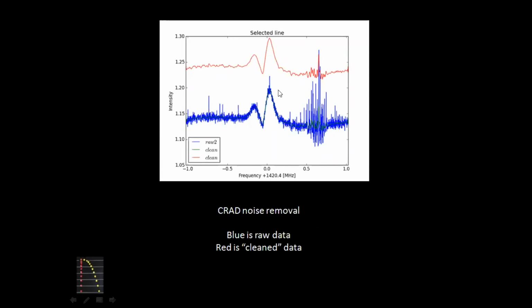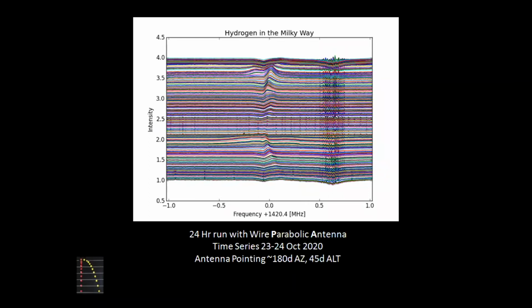This then is using a 24-hour run during the same period. But what I did was I tipped the antenna at 45 degrees and aimed it due south. So now, and what's interesting about radio astronomy, of course, you can do all this during the day as well. So here we have the same effect. We're looking at arms, and we're seeing a Doppler shift.